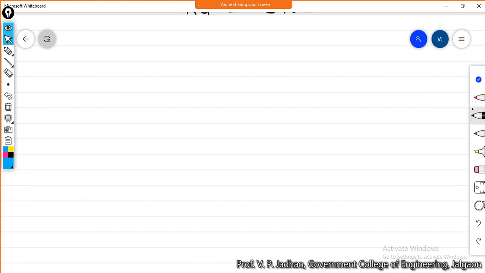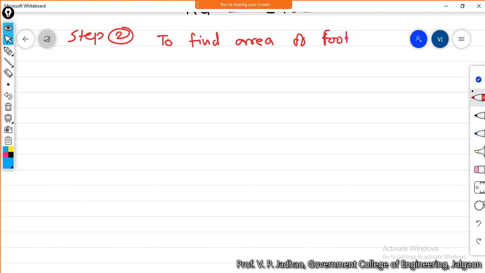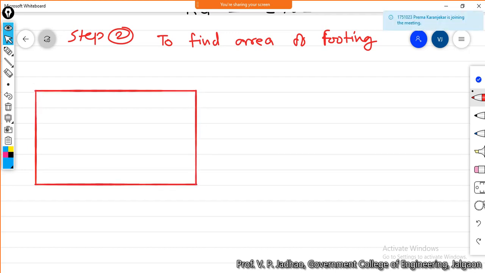Okay, now step number 2. Step number 2 is to find area of footing. Okay, this is the second step. Let us consider that the center of gravity of your load is acting at a distance x bar from the center of the column C1. Let us consider if this is your footing, and this is your column C1, this is your column C2.